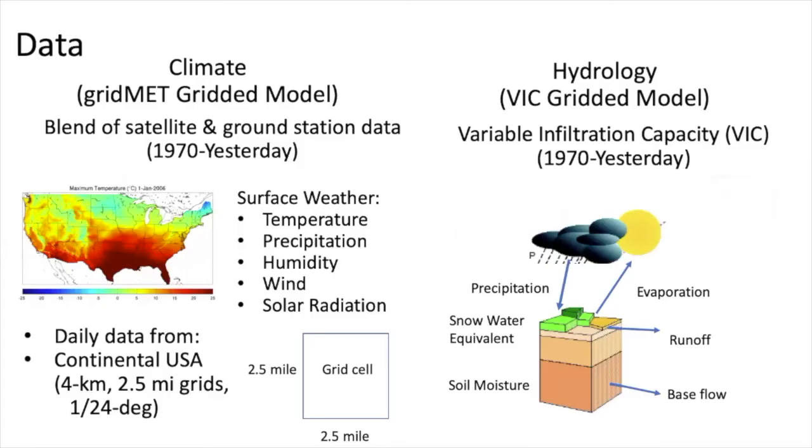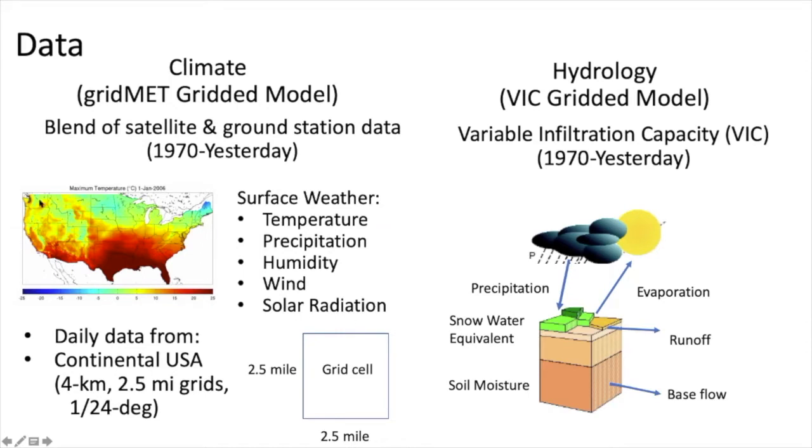The power of these tools really comes from the data. And so the climate data from these tools is coming from the GridMet data set. These are daily data from 1979 until yesterday. There's surface weather: temperature, precipitation, humidity, wind, and solar radiation. They cover the whole contiguous USA, and they're available as gridded data.